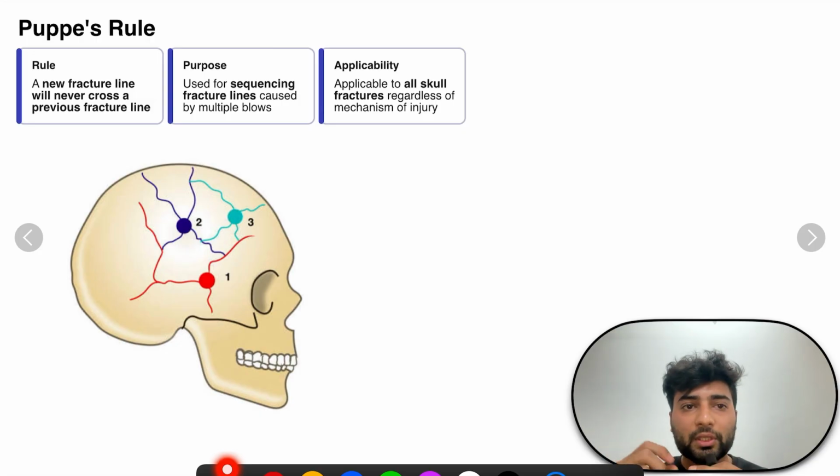So what is the use here? It is used for sequencing the fracture lines caused by multiple blows. So we know that okay, this was the first blow, then the second blow was at this place. So it is used forensically to get any clue, right? And it is applicable to all skull fractures regarding the mechanism of injuries. Not only applicable to comminuted, but all the fractures that we learned till now.